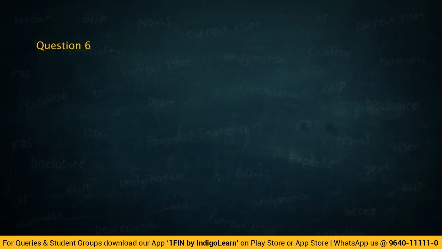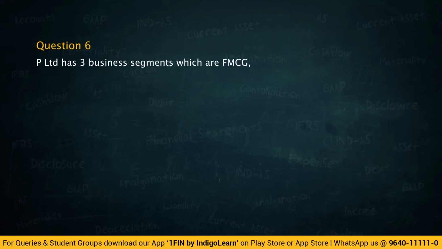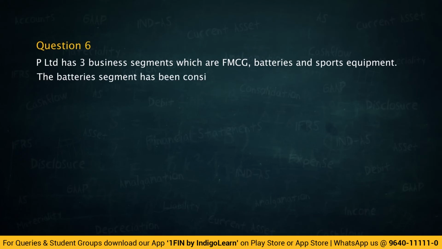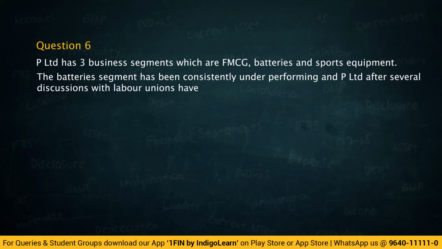Let's look at the next problem. P Limited has 3 business segments which are FMCG, batteries and sports equipment. The battery segment has been consistently underperforming, and P Limited, after several discussions with labor unions, have finally decided on closure of this segment.